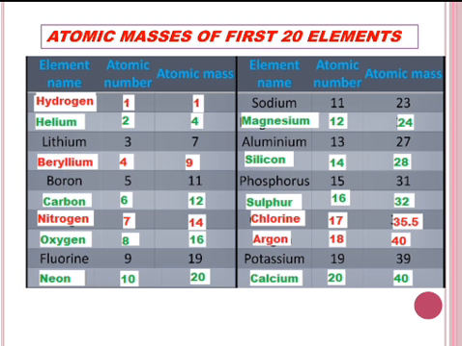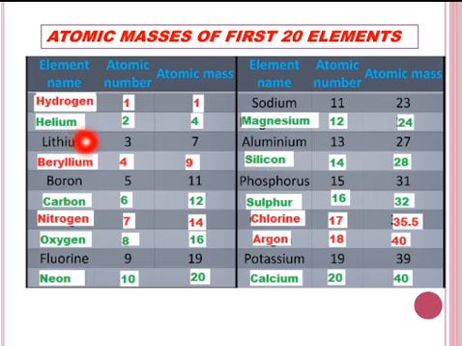Look at this table which shows the names of the first 20 elements and their atomic number with their atomic mass. Now it may be very difficult for you to learn the atomic masses of these elements. Students, look at this table. There are two categories of elements. One category where the elements have even atomic number and the other category where the elements have odd atomic number. Let's see first the elements having even atomic number.